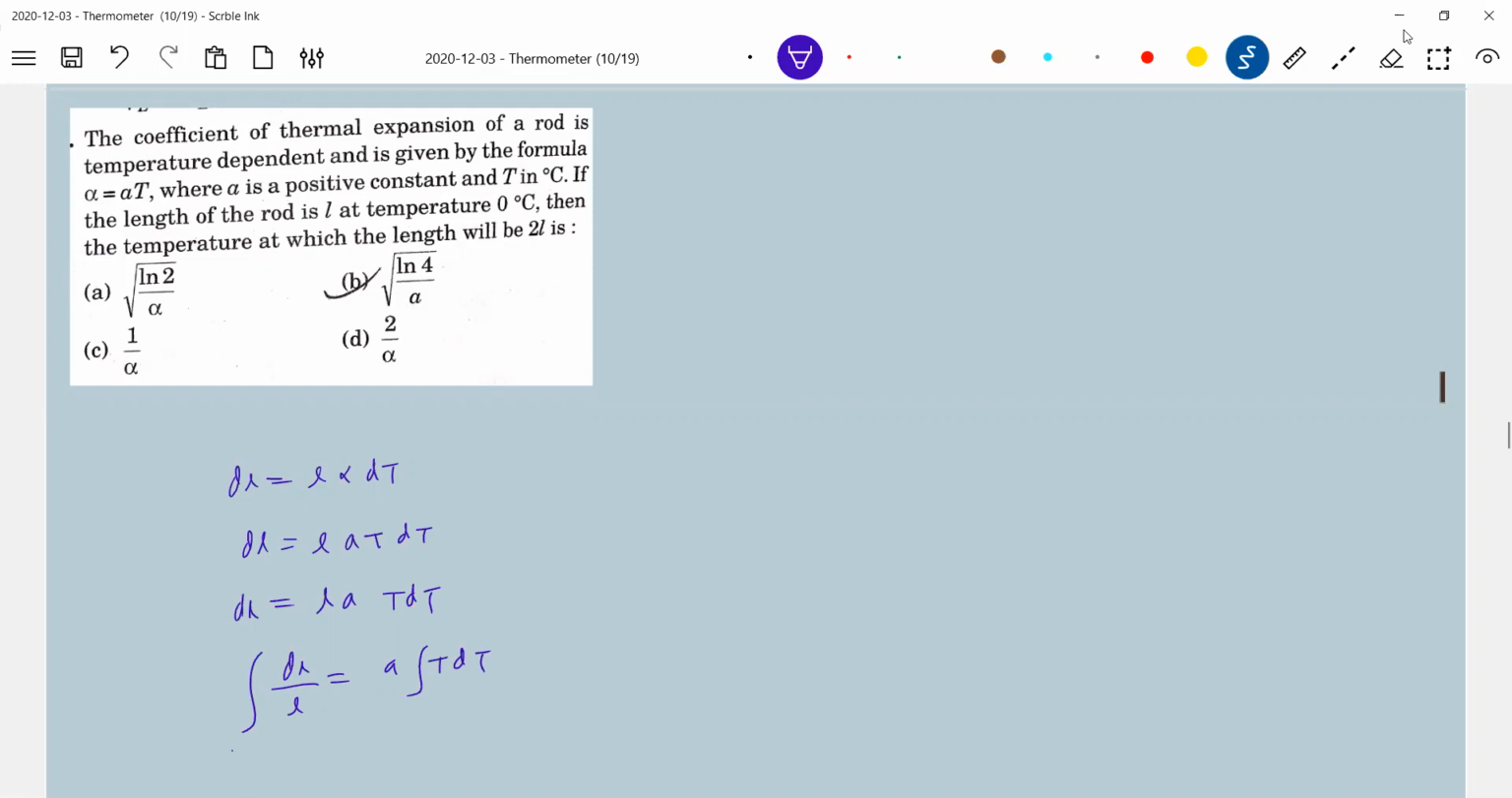Then the temperature at which the length will be 2L. Initial length is L, and 2L at that temperature. At what temperature? It is that one. So this will become log L, and on the other side αT² by 2. So log 2 is equal to, and T comes out as 2 log 2 by α. I think you can simplify further.